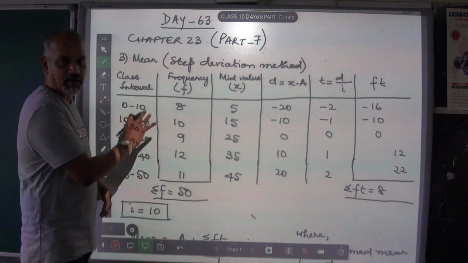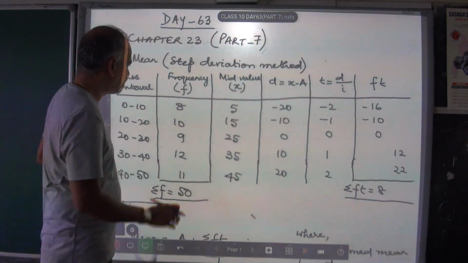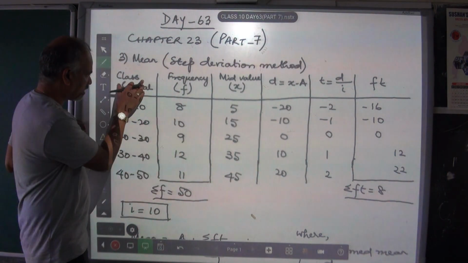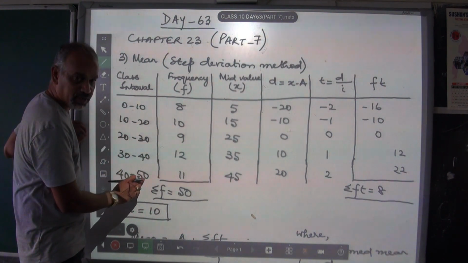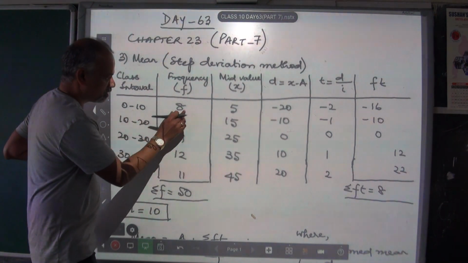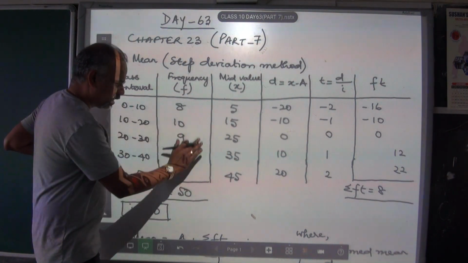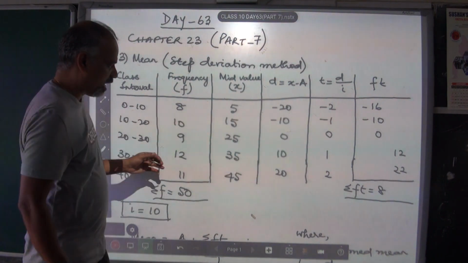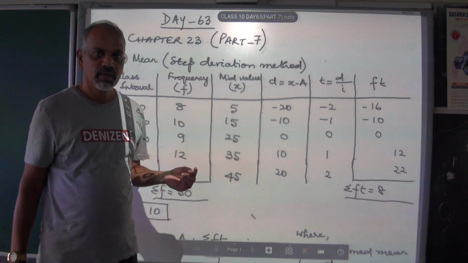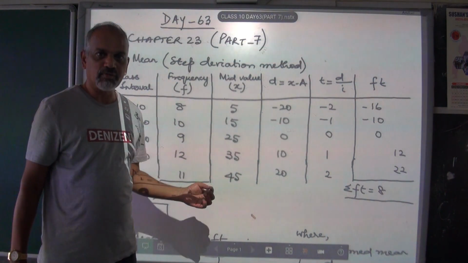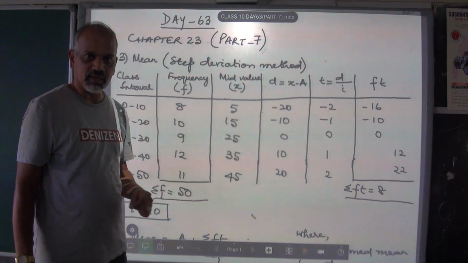Again, I've used the same data which I used for the direct method and the shortcut method. Two columns were given, class intervals starting from 0 to 10, 10 to 20 and so on up to 40 to 50. And the frequencies, these are the frequencies which were given in the question. The rest of the calculation you will have to do looking at the formula. As I told you before, whichever method you use, you have to know the formula that you are going to use for finding the mean.